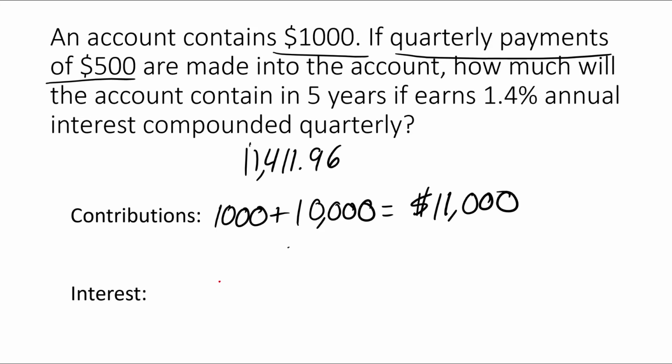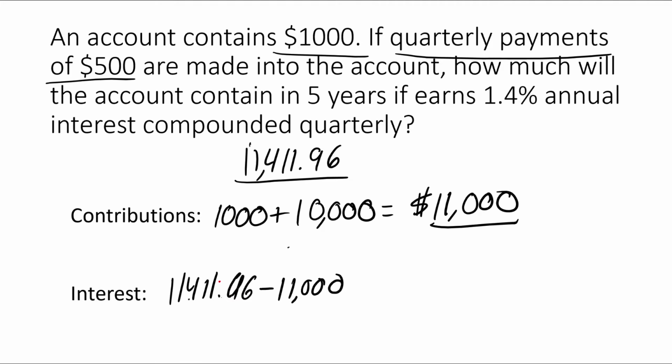Again, interest is just the difference between what was put into the account and what was taken out of the account. So you can put in $11,000, you can take out $11,411.96. So $11,411.96 minus $11,000 gives us interest of $411.96. That would be the amount of interest that is earned over those 5 years. All right, so that's how payments work in annuities.